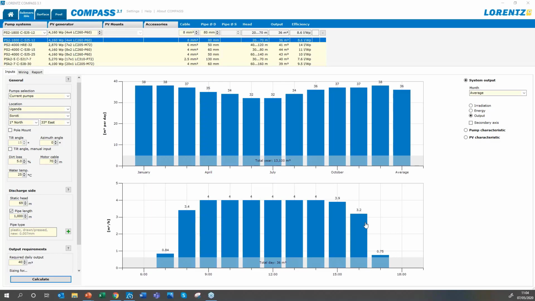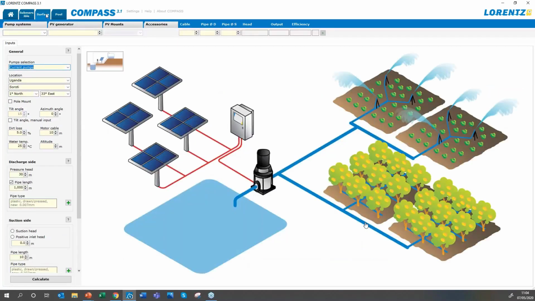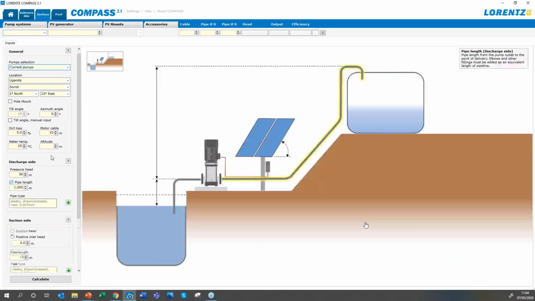Yeah, let's have a quick look at surface pumps. I know we're a bit over time, but if you have the time, we can take a quick look at surface pump sizing as well. Good. So here we can size a surface pump, and you'll see that the sizing of a surface pump is very similar. Let's take some options off here.